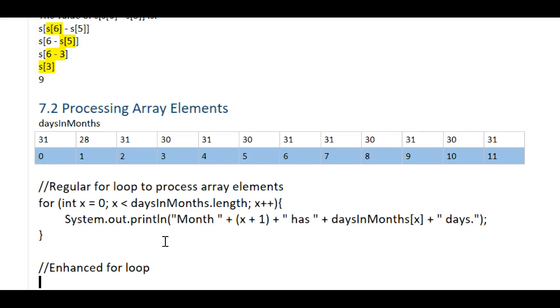So it actually turns out this would be kind of hard to write with an enhanced for loop because we want access to that counter variable that's going from 0 to 1 to 2, so the x. But we can at least print out the values in the array using an enhanced for loop. And actually, we could add in the part about the month number as well.